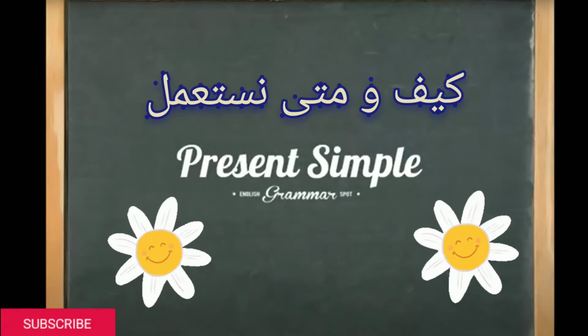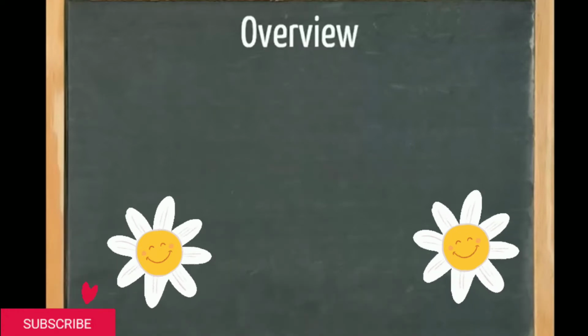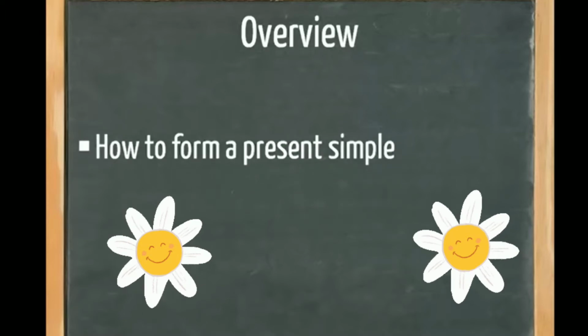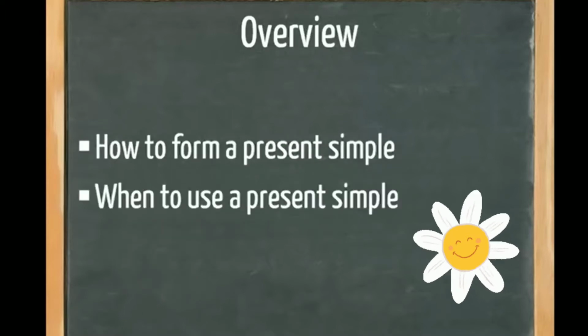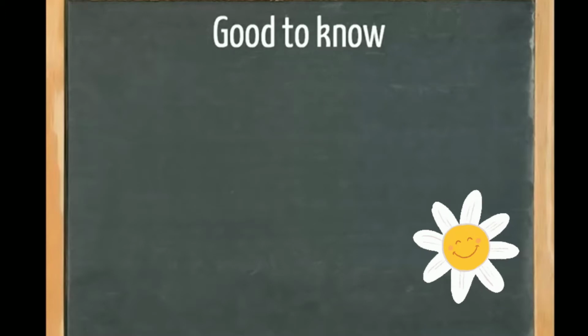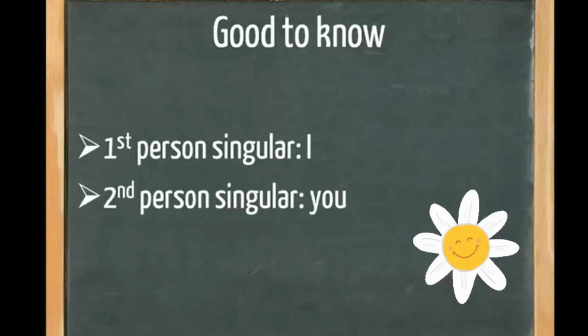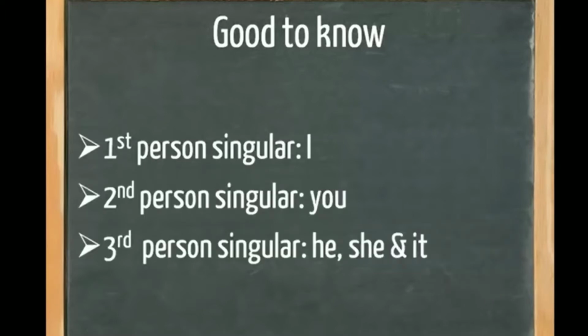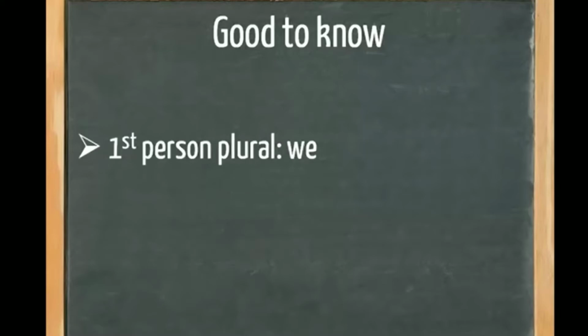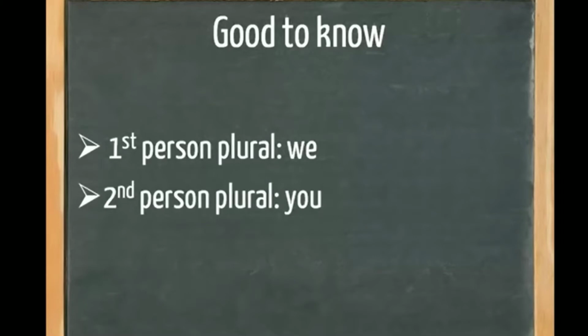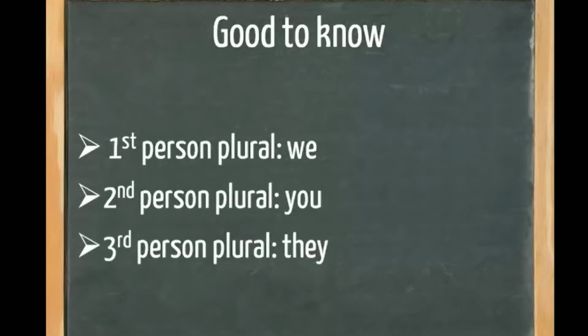Your English grammar spot. This lesson is about the present simple. I'm going to show you how to form a present simple and when to use a present simple. But before we get started, it's good to know that when I say first person singular, I mean I. When I say second person singular, I mean you. And when I say third person singular, I mean he, she, and it. When I say first person plural, I mean we. When I say second person plural, I mean you. And when I say third person plural, I mean they. Now let's get started.